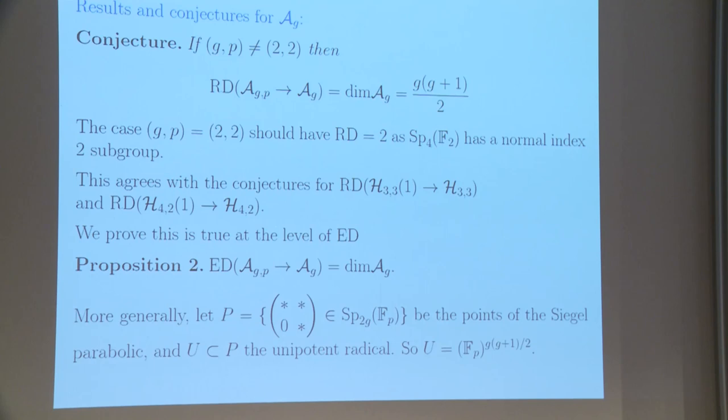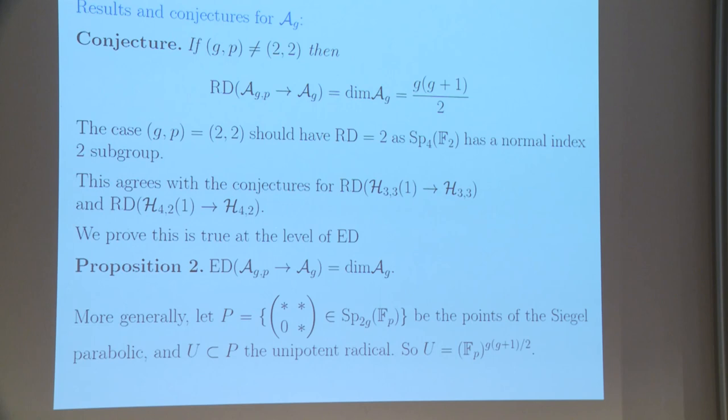To explain this, let P be the Siegel parabolic in SP2G over FP. In the standard representation, it corresponds to upper triangular matrices in the symplectic group. Let U be its unipotent radical. It's an abelian unipotent group, and its rank is equal to the dimension of AG. If I have any group in here, I can take its intersection with U, and I'm going to denote by EG the FP rank of this intersection.